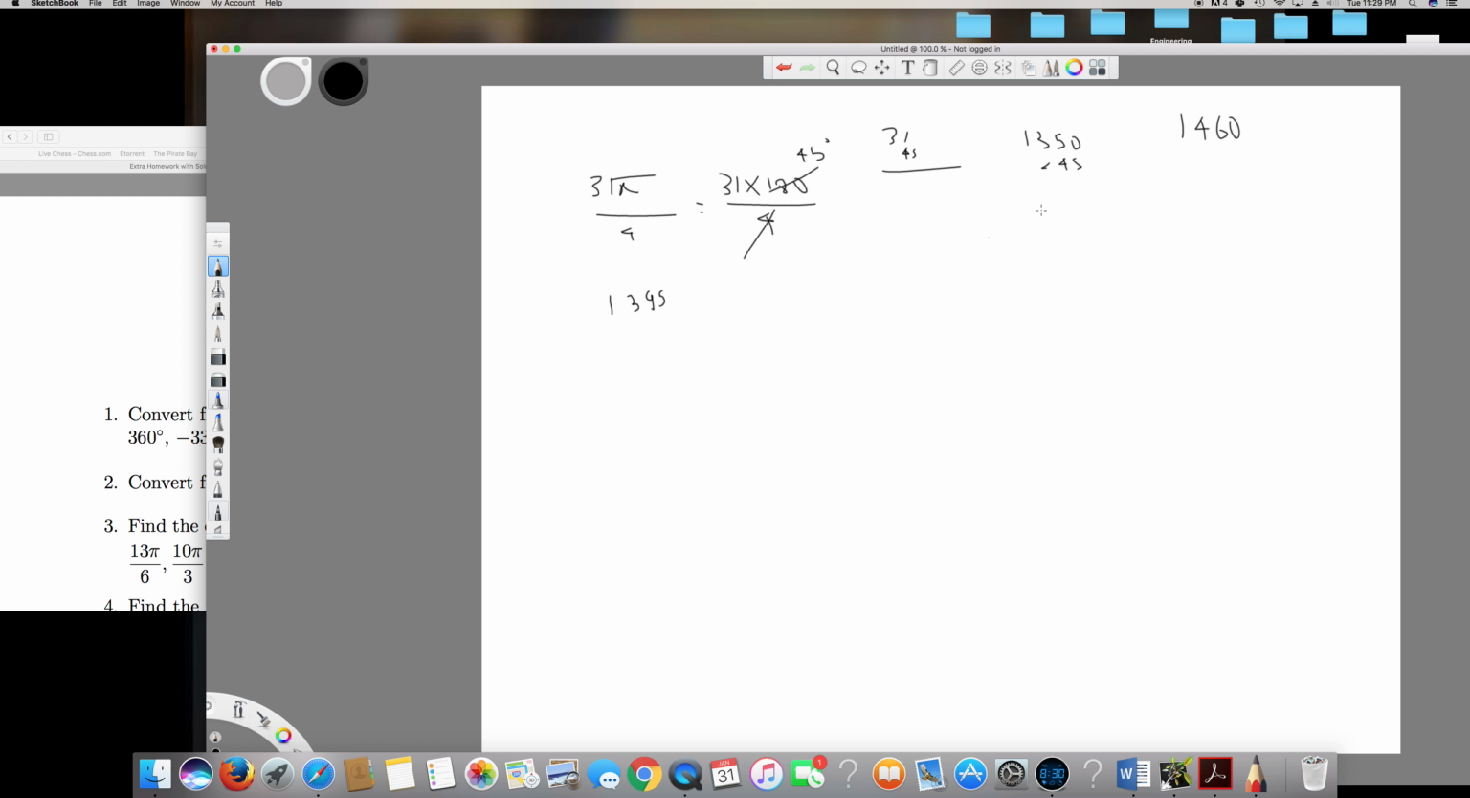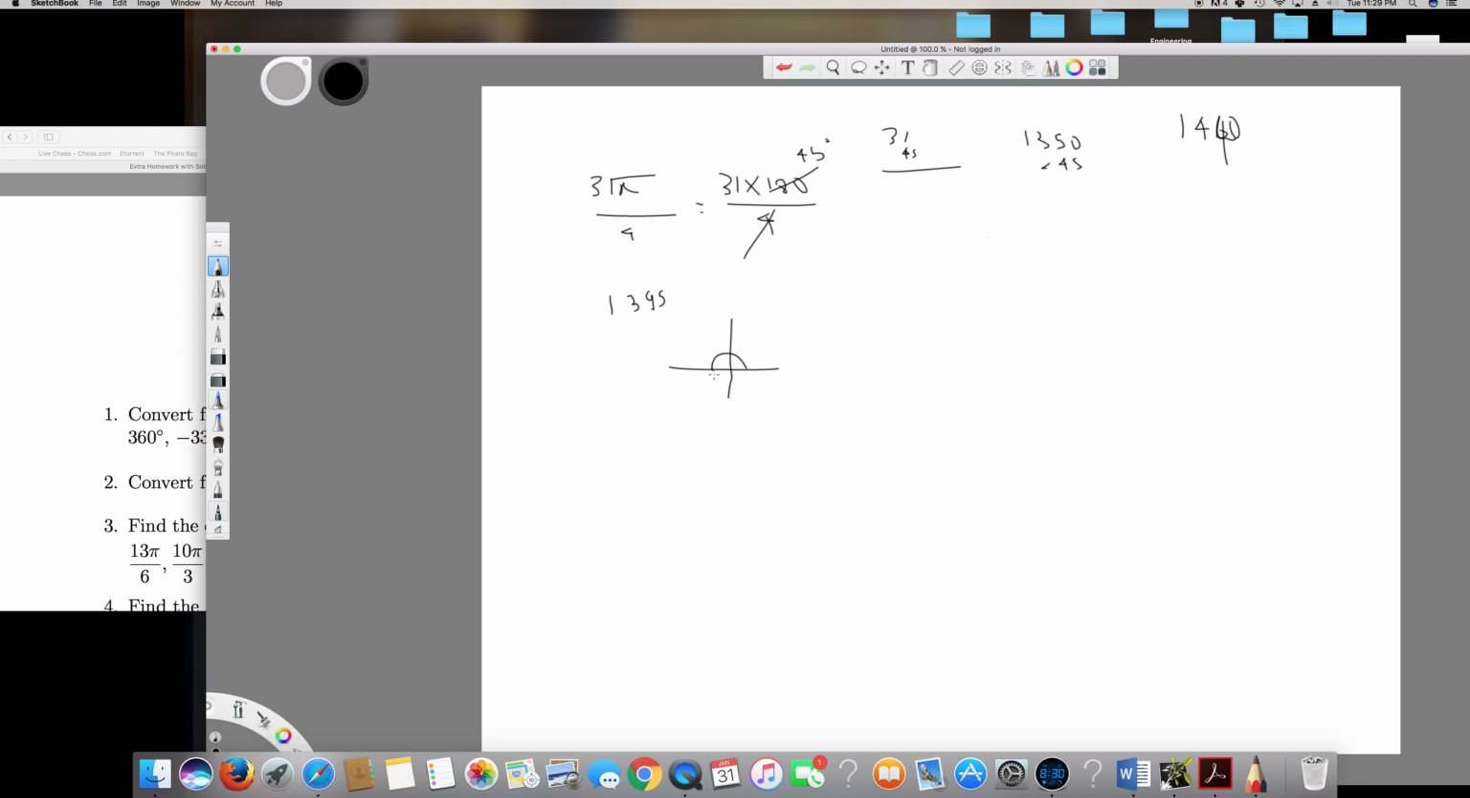So 360, 720, 1080. 1080 plus 60 is going to be 1140. 1140 plus 300 is going to be 1440. Okay, 1440. It is 45 degrees less than that. Okay, now I got it.